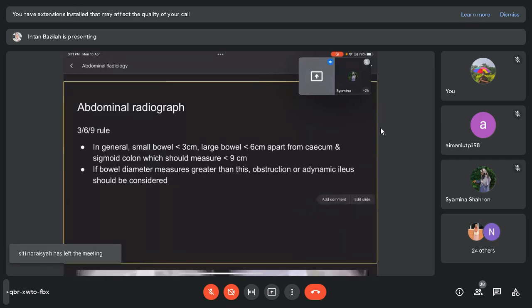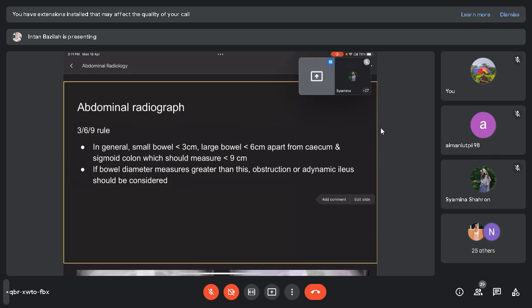Okay, so these are the general rules in bowel gas pattern, the 3-6-9 rule. In general, small bowel should be less than 3 cm, large bowel should be less than 6 cm, apart from the cecum and sigmoid, which should be less than 9 cm. If the bowel diameter measures greater than this, you must suspect obstruction or paralytic ileus.